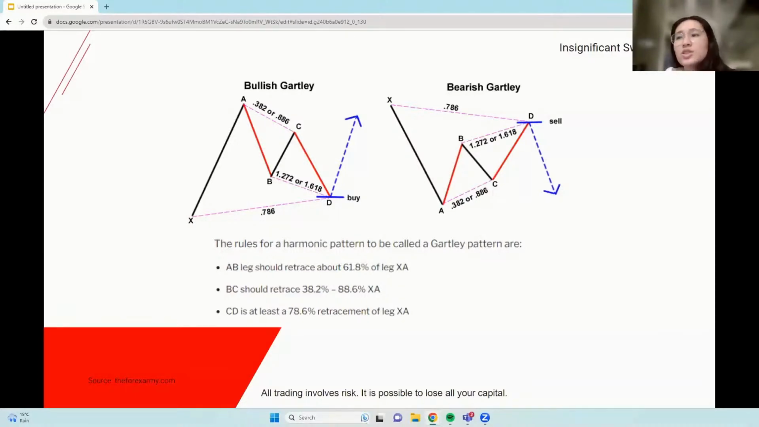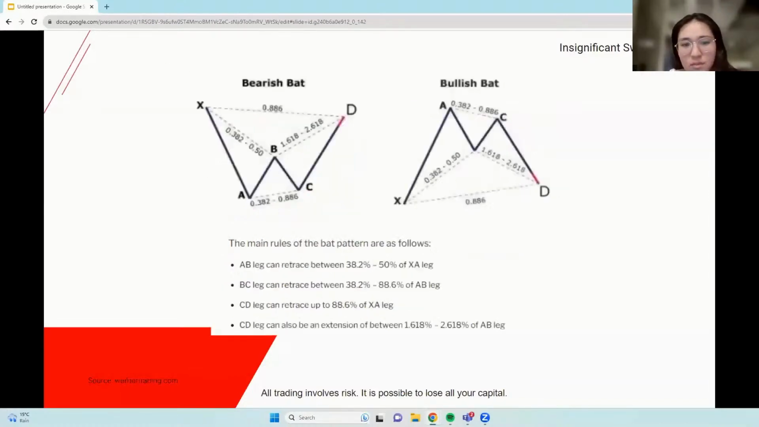So just another shape for you to take note of if you are interested in harmonics and Elliott wave patterns, because there are a lot of patterns out there. Okay, next we're taking note of a bat shape now.